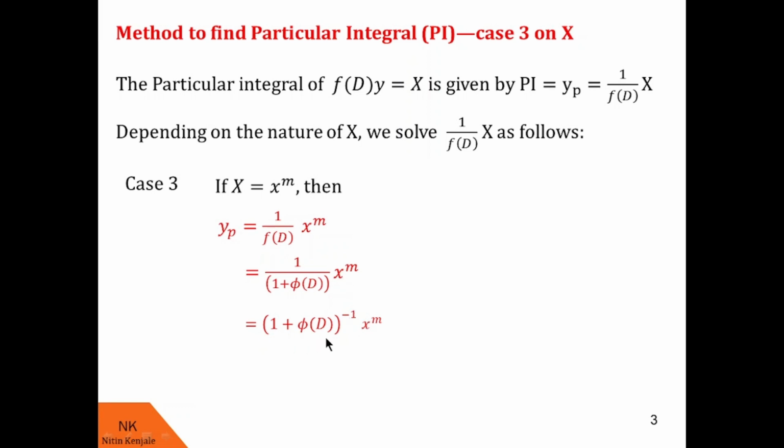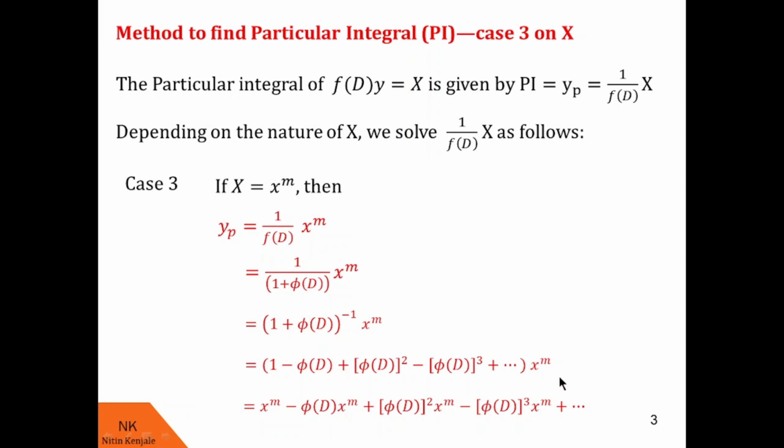Now this we can expand with the help of the power series that we just saw. So (1 plus phi of D) inverse can be written as 1 minus phi of D plus phi of D square minus phi of D cube plus and so on, of x raised to m. Finally, we take this x raised to m inside the bracket. So we have 1 into x raised to m minus phi of D of x raised to m plus phi of D square of x raised to m and so on. And depending on the nature of phi of D, we solve these terms.